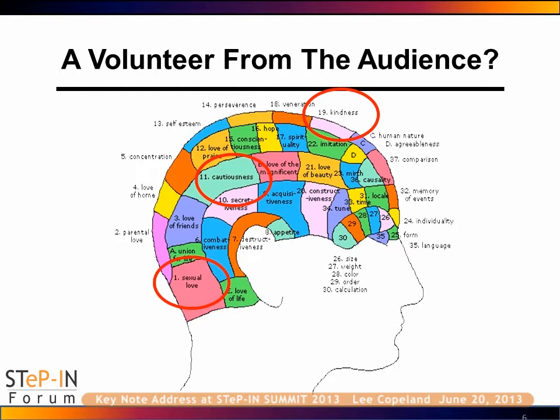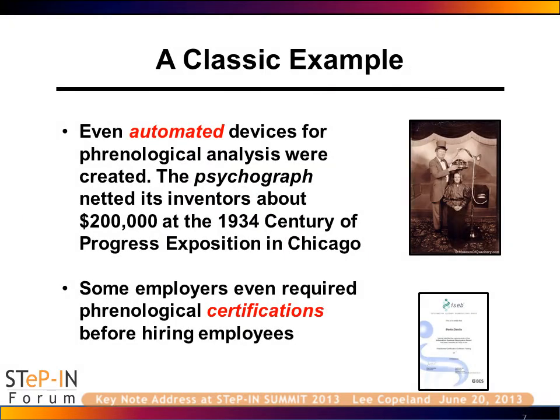Presidents of the United States would go to have their bumps read. World leaders would go to have their bumps read. Politicians, statesmen, people of power and authority would go and have their bumps read. It got to the point where they built automated devices. They couldn't do this manually fast enough. And so they built automated devices to do this phrenological analysis. The first one that was built in 1934 cost $200,000 US in that money.